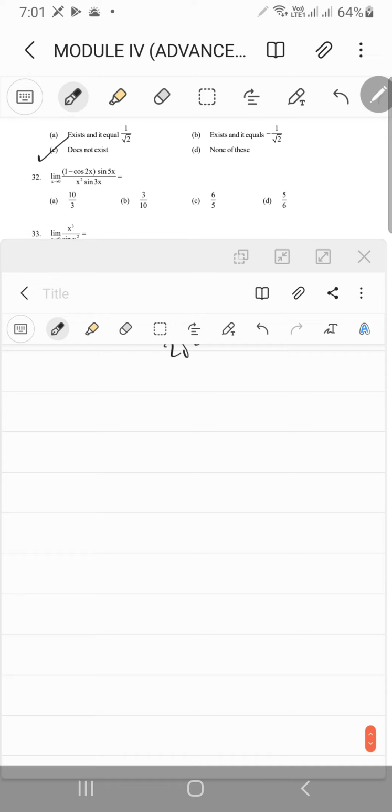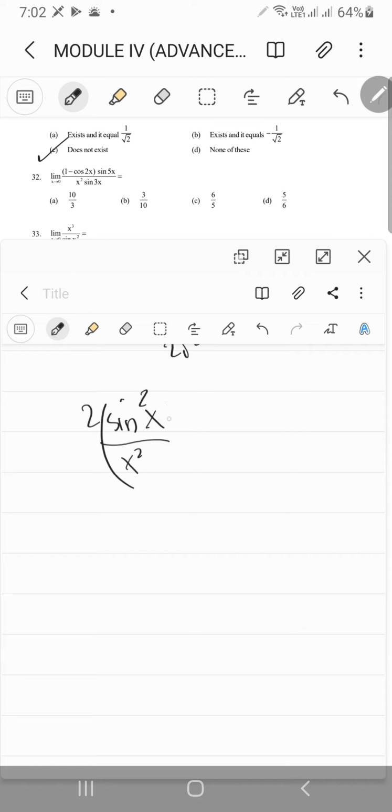Next question. X approaches 0 of 1 minus cosine of 2x into sine of 5x upon x squared sine 3x. Now there's no square roots or mod or anything, so I think this is gonna work. Okay, so let's just go with this: 2 sine squared of x upon x squared, and sine 5x, which is like, yeah, upon sine 3x.